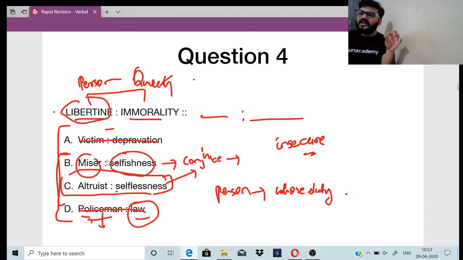Miser means it is not a person who is selfish. The person who doesn't want to spend money. Miser means that the person doesn't want to spend money. It is not called selfishness. Okay. Clear everyone?